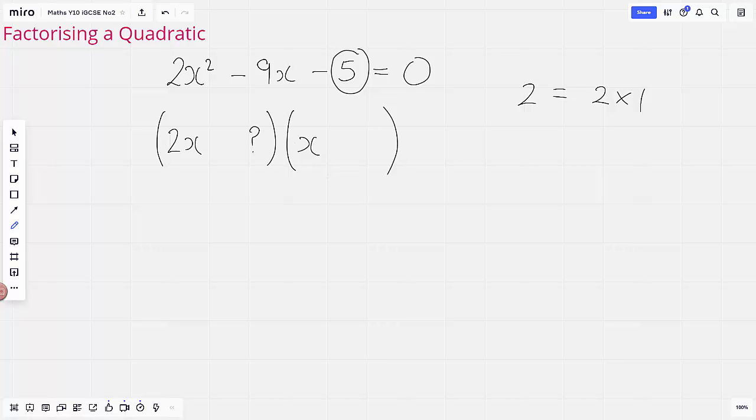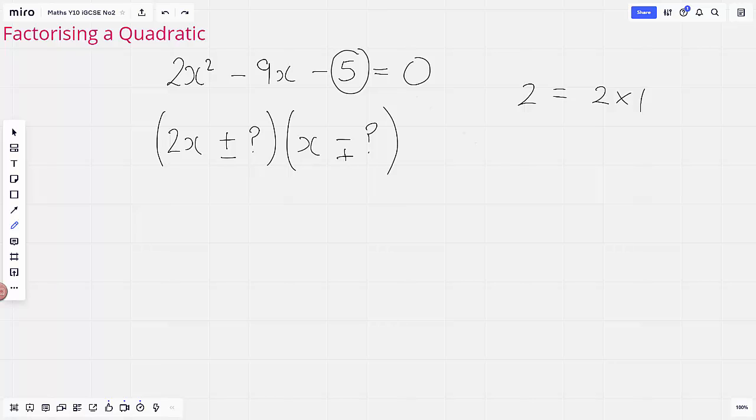Again, we're going to have a number in here, and a number in here, which multiply together give us a negative 5. Well, first of all, one of these is going to have to be plus, and the other negative. We can't have a plus and a plus, or a minus and a minus, as they'll both give us a plus for our final value there. So we need a plus and a minus, or a minus and a plus. If this is a minus, this will be a plus.